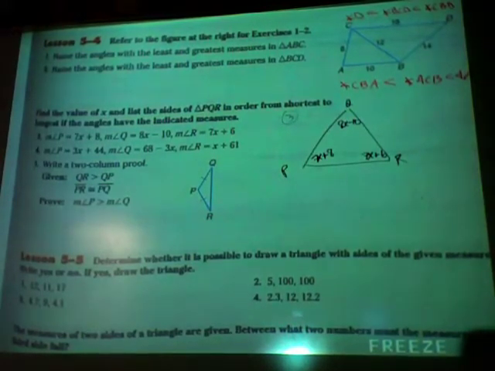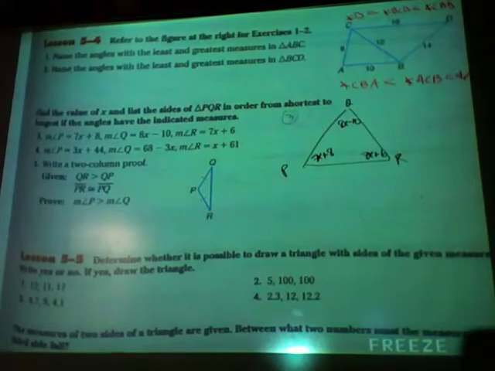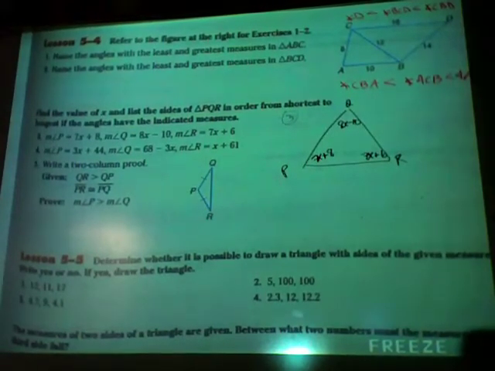How can I order the sides if I don't know what? In order to order the sides, what do I have to know? The angle measures. How do I find the angle measures? I really don't have them, right? All I have is expressions. What do I do? Yeah, add them all together and set them equal to 180.